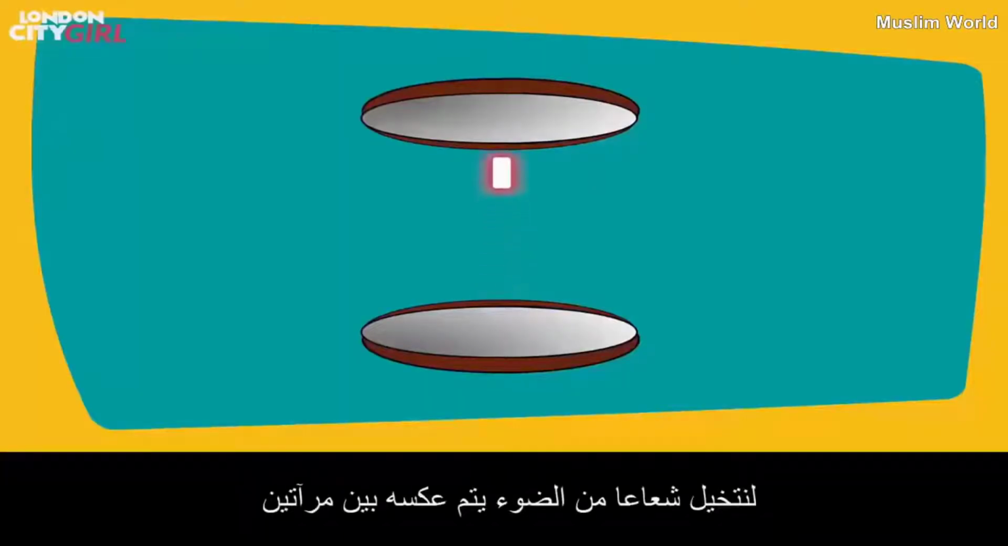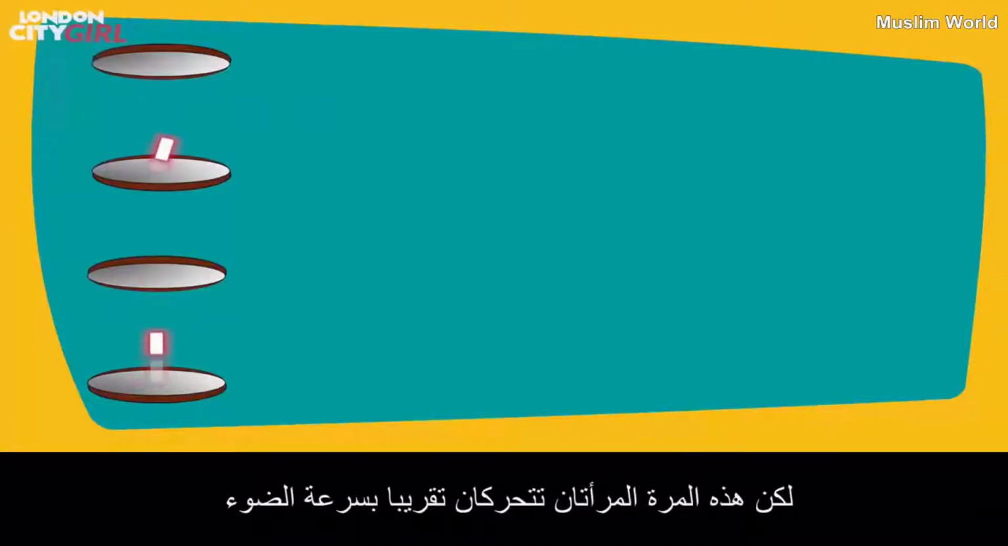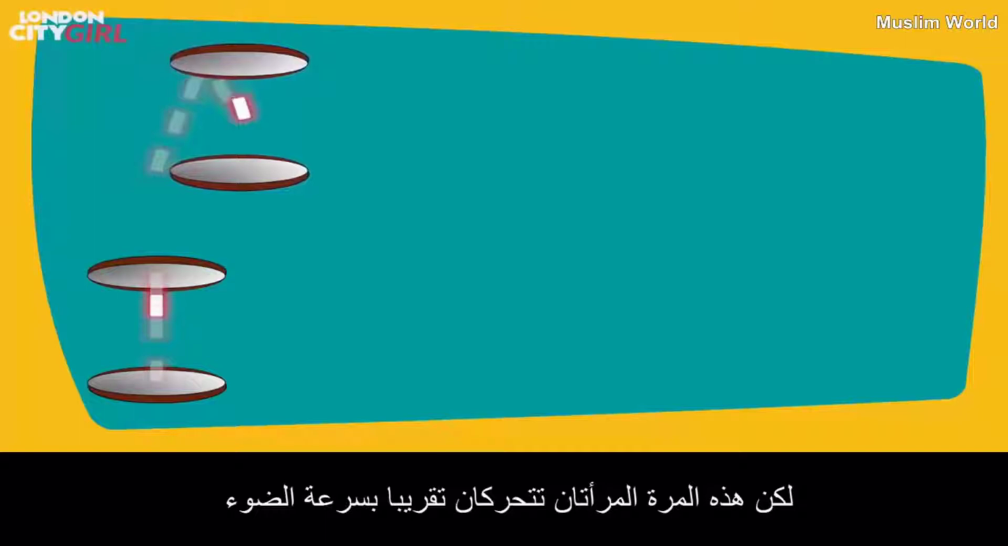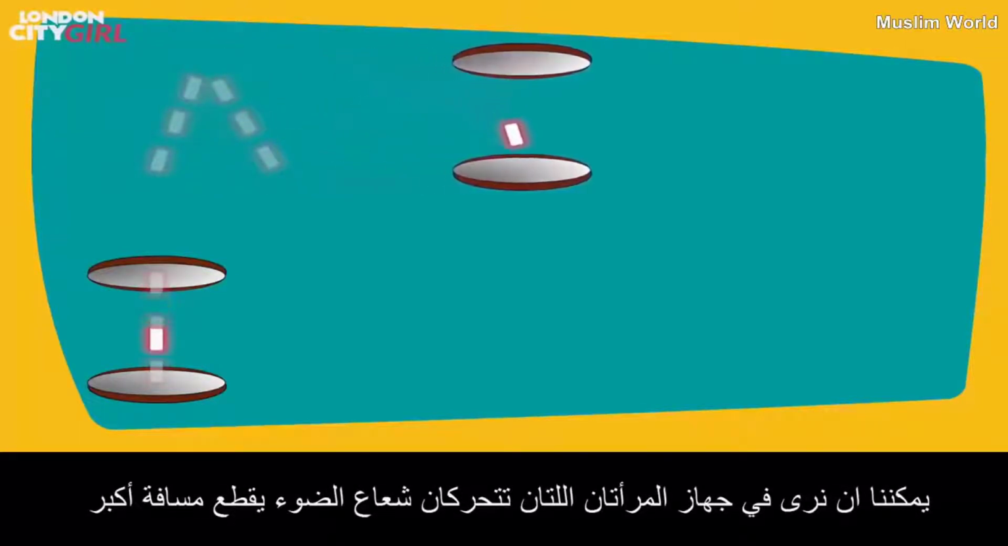So, let's imagine a beam of light being reflected between two mirrors. Let's replicate this setup so we have another beam of light being reflected between another set of mirrors. But this time, the mirrors are moving close to the speed of light. We can see in the moving set of mirrors that the beam of light is moving a greater distance.